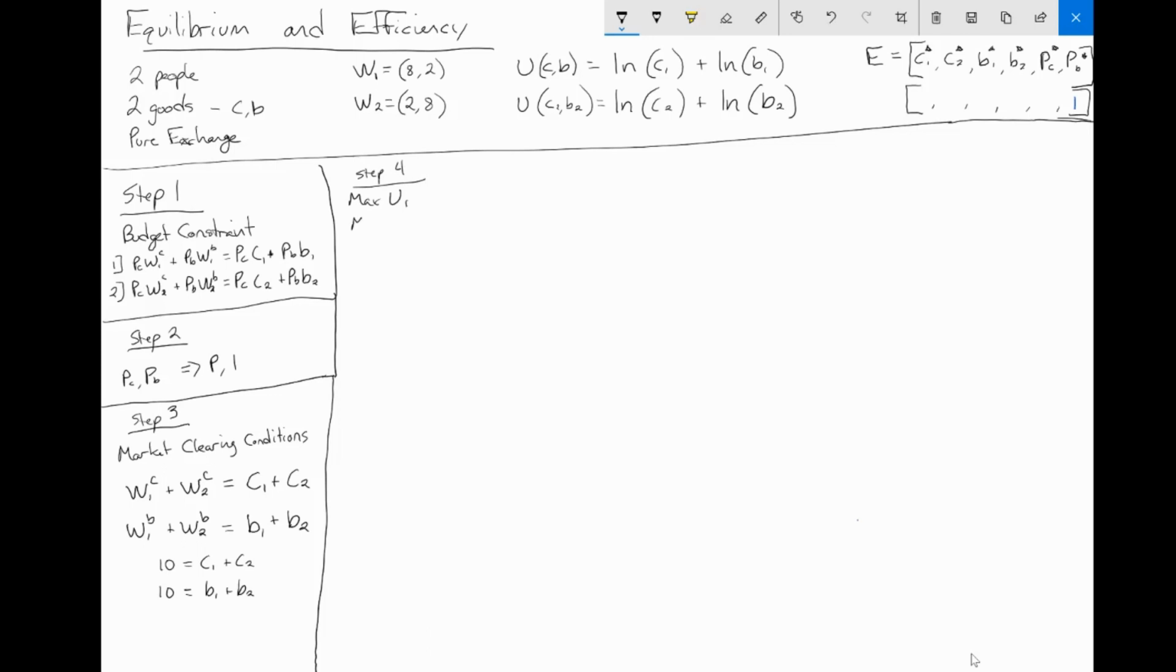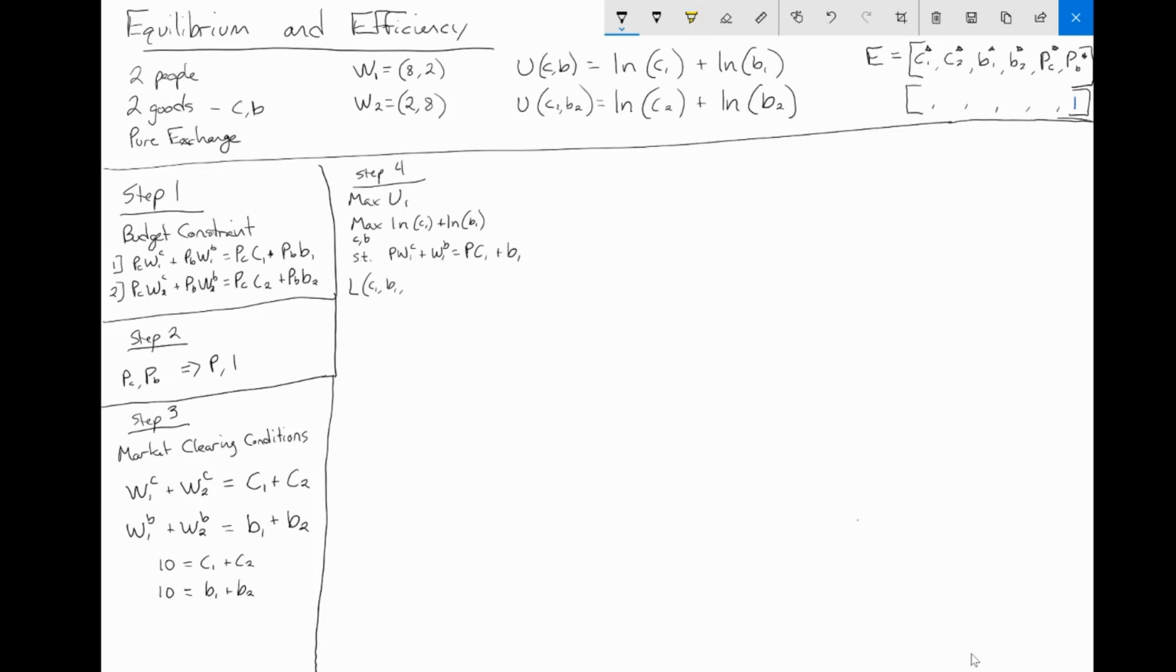So we're going to choose cereal and bagels to maximize utility subject to the budget constraint. All right, and so P times C1 plus B1 equals P times W1C plus W1B. Remember, I'm normalizing the prices, so the price of bagels is normalized here. Now, to solve this maximization problem, we need to set up the Lagrangian.